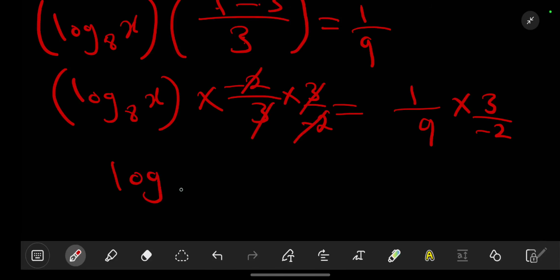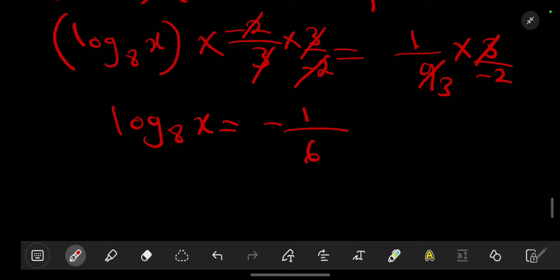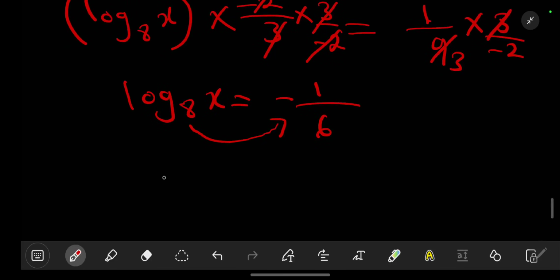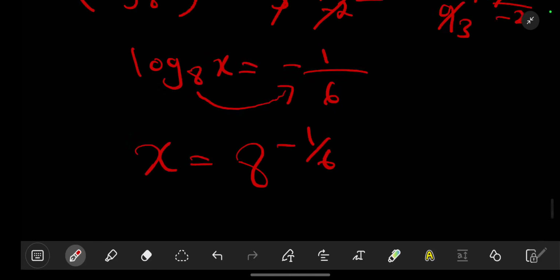So we are going to have the log of x base 8 should be equal to, this times this cancels, we are going to have 3. So we have negative, we can just throw the negative up, -1/6 like that. Then this goes there, so it will become the base, so x is equal to 8 to the power -1/6 like that.